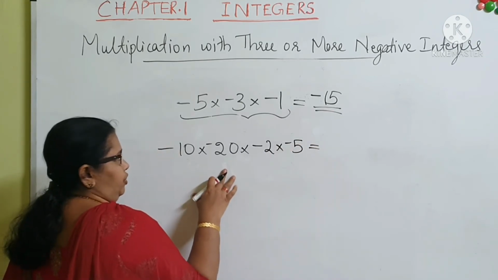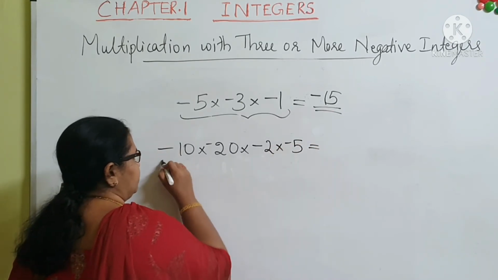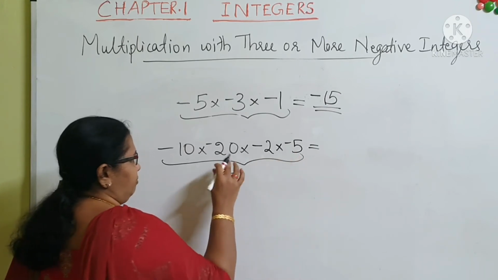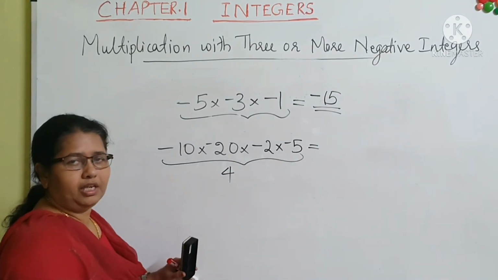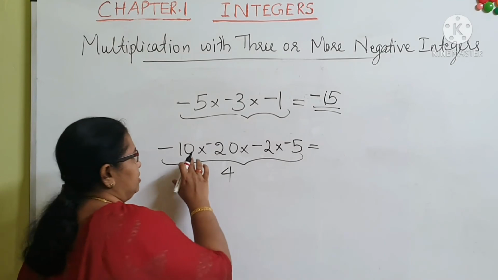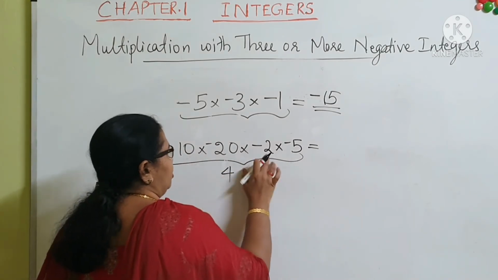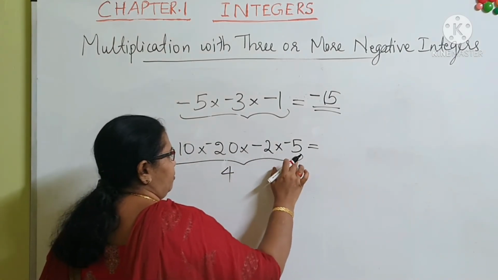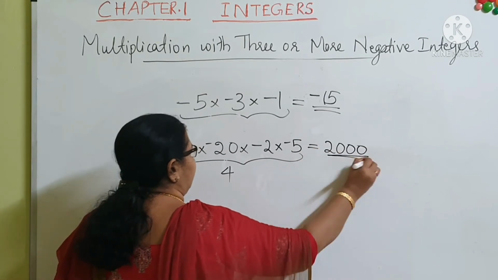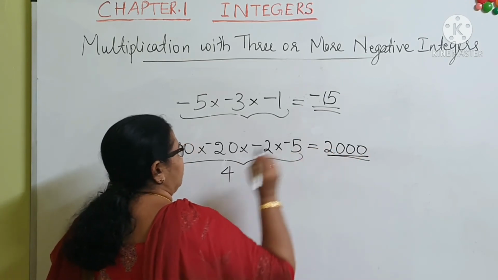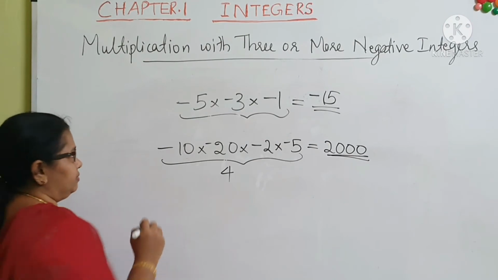Negative 10 into negative 20 into negative 2 into negative 5. That is 4 times. Even number of times. Negative integers are multiplying an even number of times. That is 10 into 20, 200. 200 into 2, 400 into 5, 2000. We multiply an even number of times. Therefore, the product is positive.